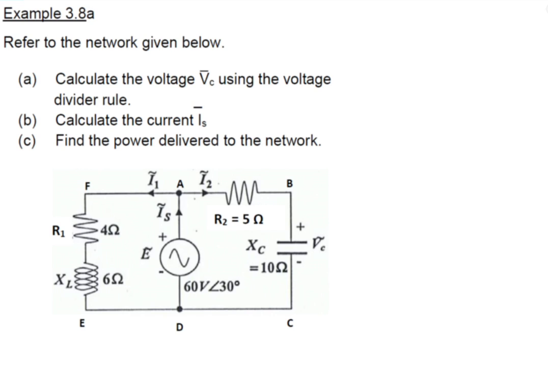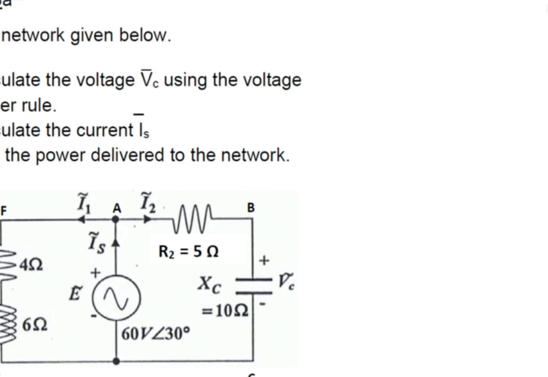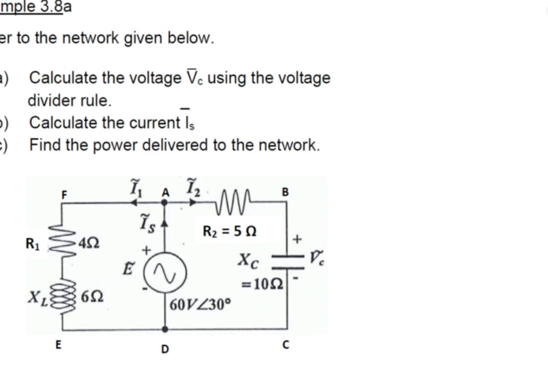Well, to solve this question, let's first look at A. We want to calculate VC. Now, if you look at this circuit, we actually have two loops. We can say this is loop 1 and this is loop 2. So in order to calculate VC, we need to use loop 2 because VC is actually in loop 2.